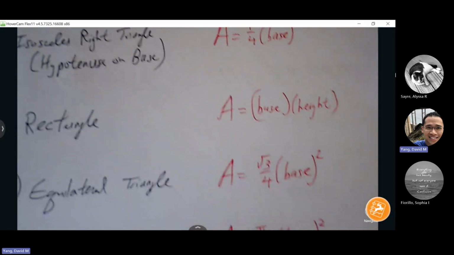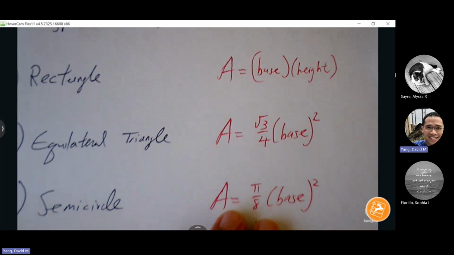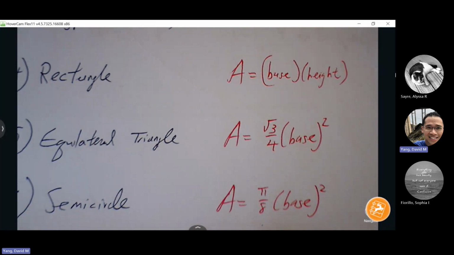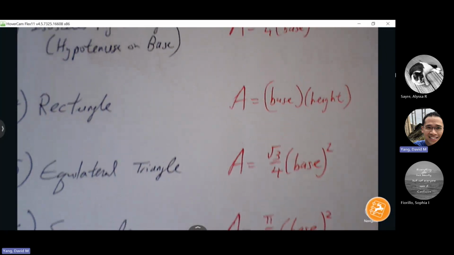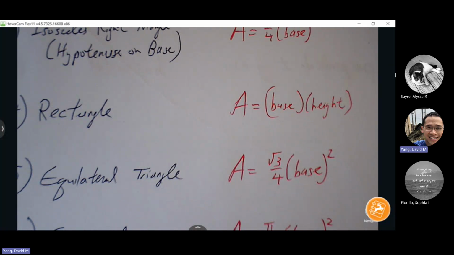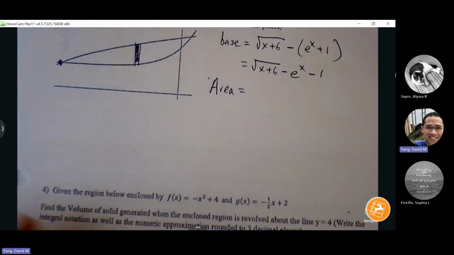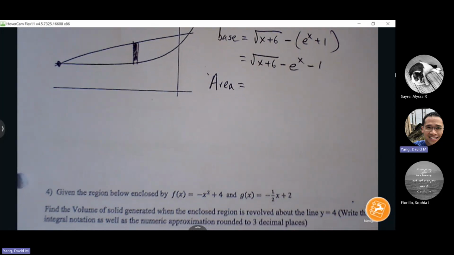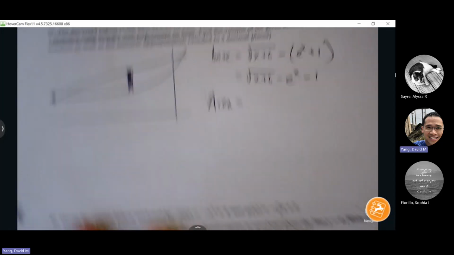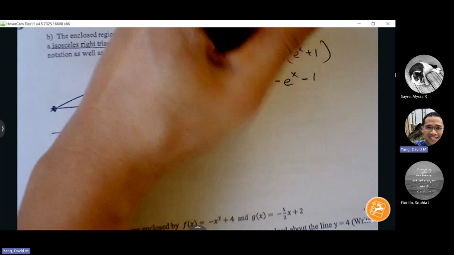Rectangle is base times height. Equilateral triangle is √3/4 base squared. Semicircle is pi/8 base squared. This is also in the back of your quiz review, so that hopefully you can get that under our belt before we take our quiz. Okay, so 1/4 base squared.